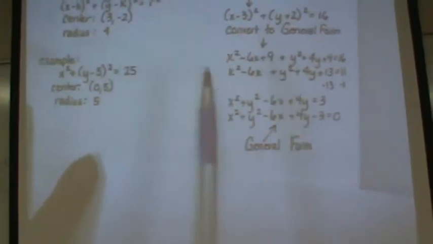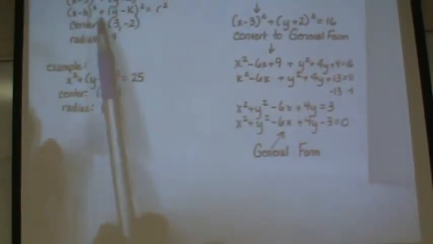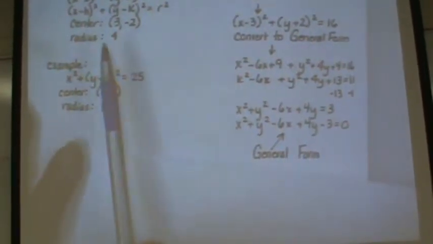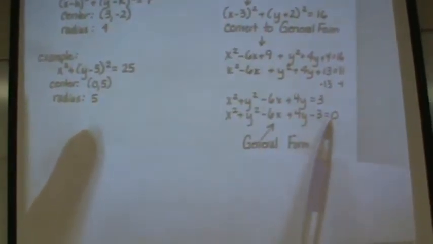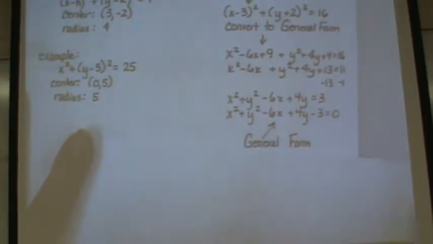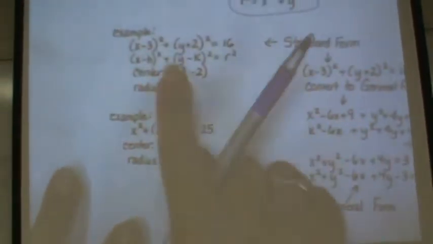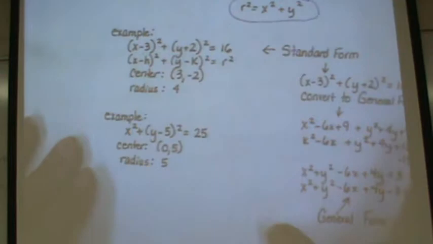So the difference between standard form and general form: in standard form, you're going to be able to pick out your center and your radius easily. General form is set equal to 0. We don't like general form as much because if I gave you an equation in general form and asked you what the center or the radius is, you wouldn't know. But you would be able to pick it out quickly from standard form.